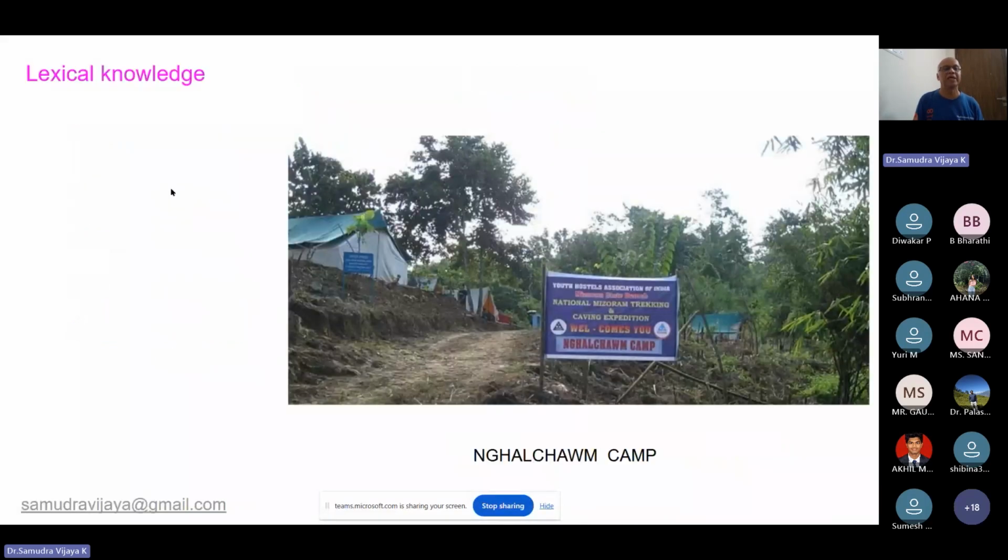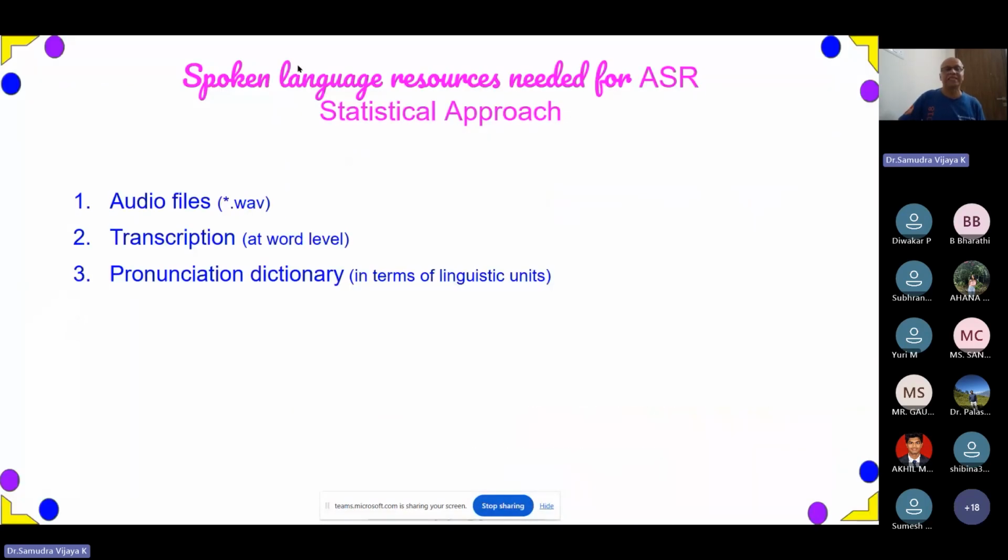Let me go back here. For building an ASR, audio file and transcription are needed. Many times it's available. What we need is, for a given word, what is the sequence of sounds? For example, if you say urban in English, U-R-B-A-N. When I was a kid, I read it as urban because U is generally spoken as U.